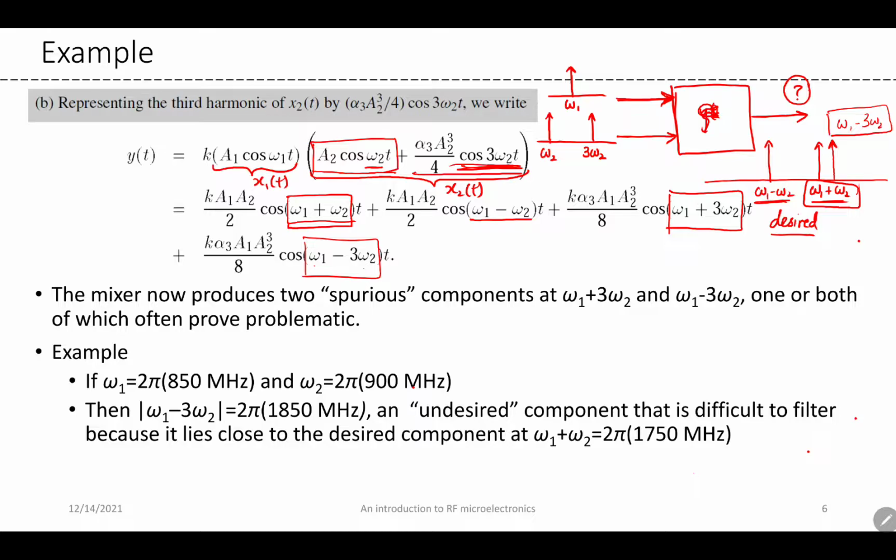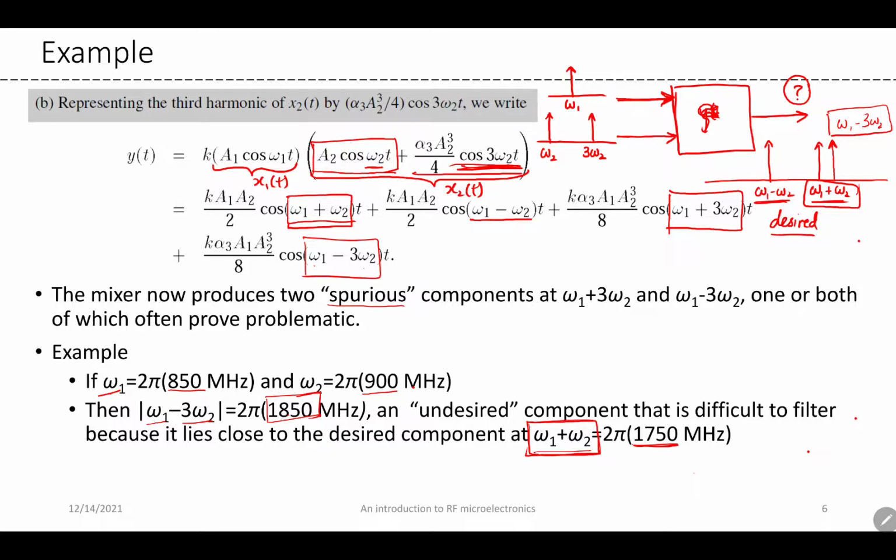Now for example, if I have omega 1 at 850 megahertz and omega 2 at 900 megahertz, then omega 1 minus 3 omega 2 would be around 1850 megahertz, and omega 1 plus omega 2 is 1750 megahertz. So it's very close to the omega 1 plus omega 2, which is one of the desired signals.